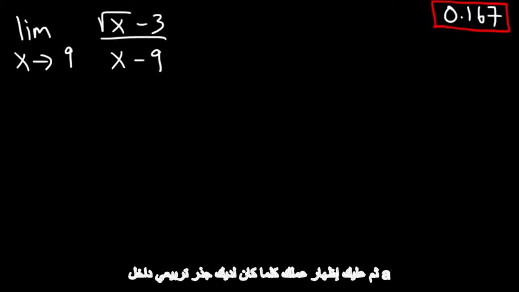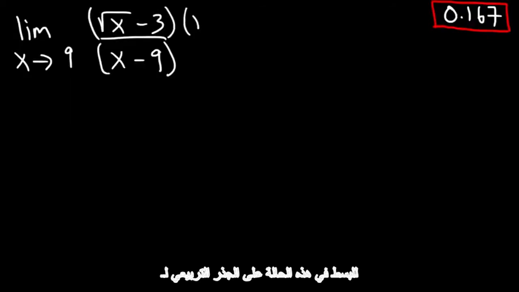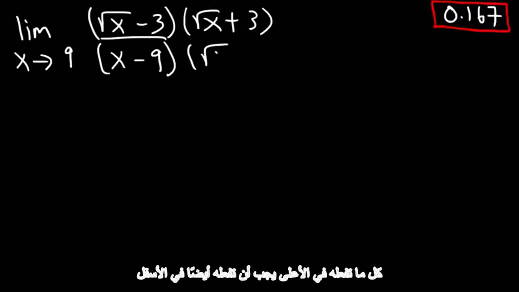Whenever you have a square root inside a fraction, what you want to do is multiply the top and the bottom by the conjugate of the numerator. In this case, by the square root of x plus 3 as opposed to minus 3. So don't forget to change the sign. And whatever you do to the top, you must also do to the bottom.